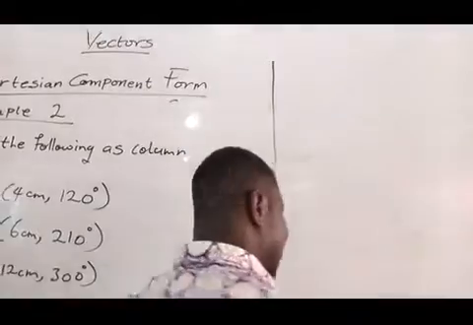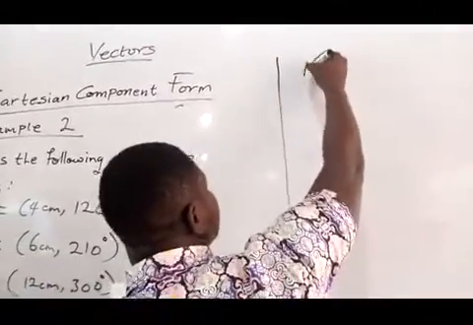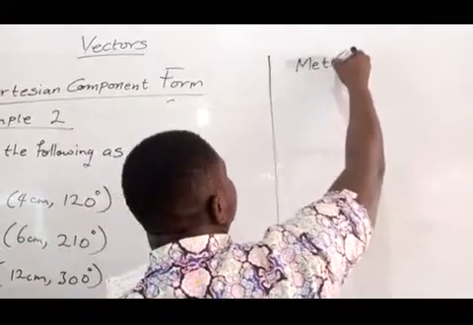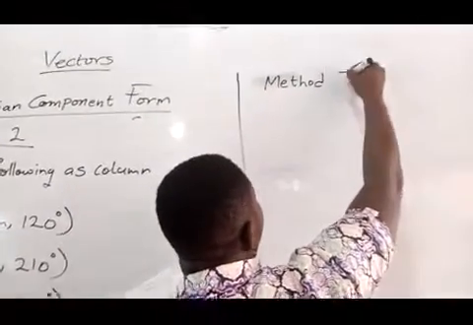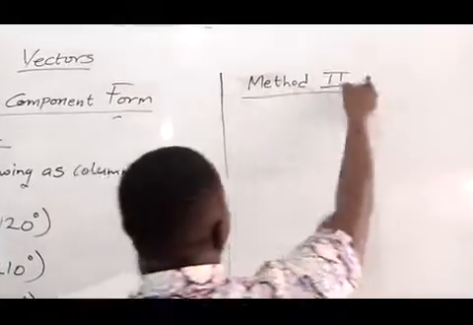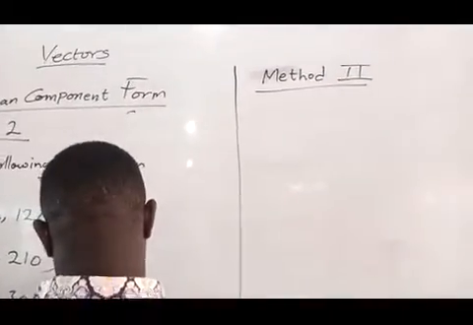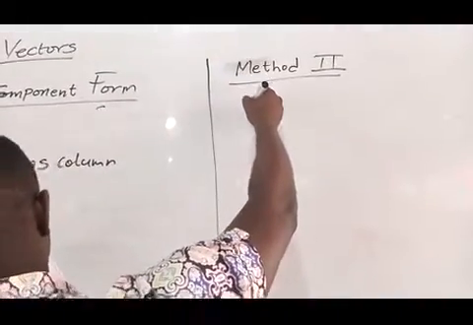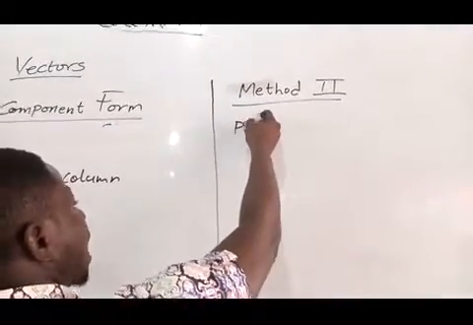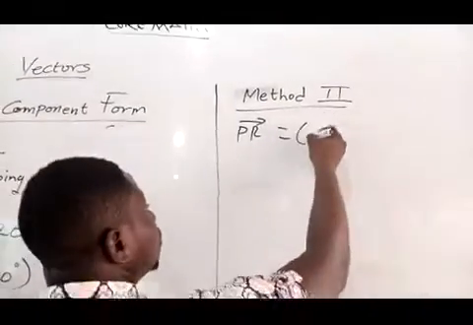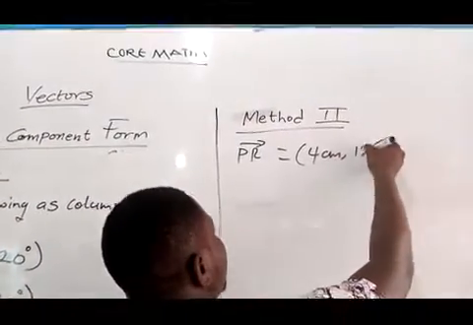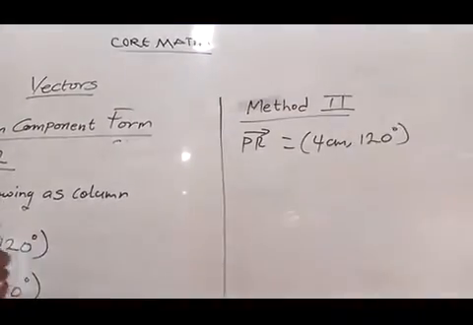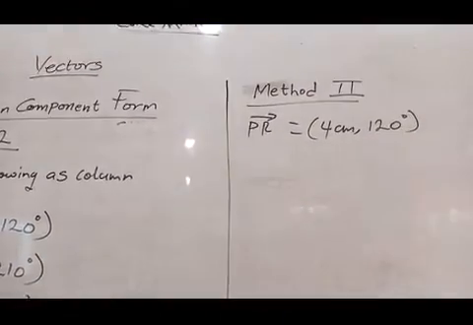Okay, so now with the second approach, let's say method 2. We have PR to be equal to 4 centimeters and then 120 degrees. Now this one, you just take 2 simple steps and then you get your answer.